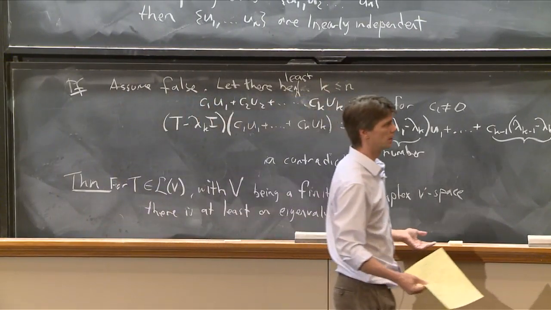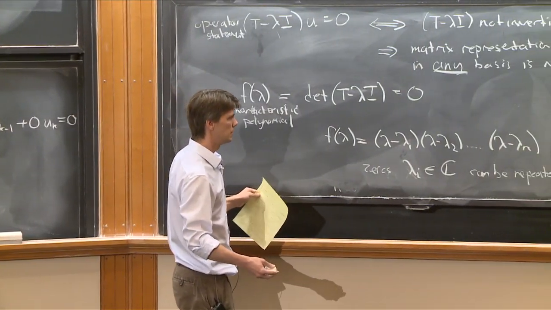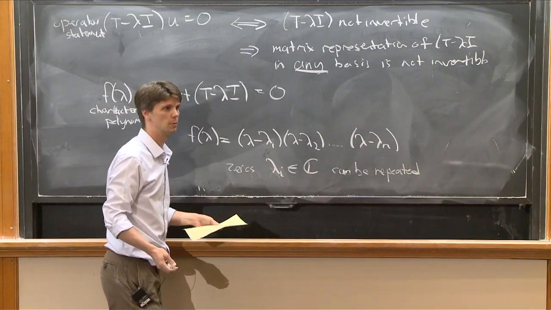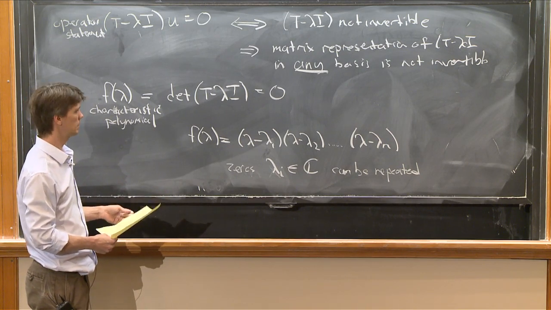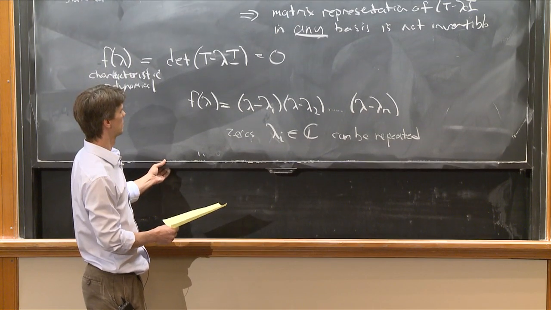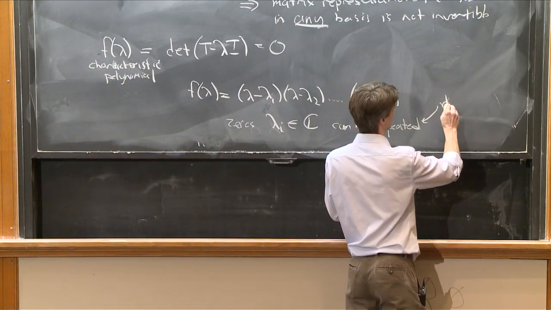Now, if you're in a real vector space, you don't get to say that because this polynomial may only have complex roots, right? And then they're not part of the space you're talking about. So it can be repeated, and this is called degeneracy.